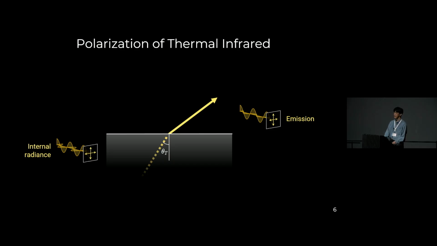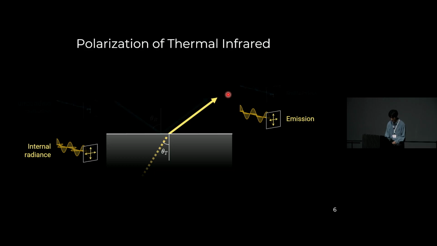First, let's look at the polarization model. What's actually happening at the surface? Emission light originates from within the object. As it reaches the surface, it is refracted and emitted outwards. So emitted light is polarized according to Fresnel's equation for transmission. Prior work on thermal SFP only considers this emissive component, but this model is incomplete.